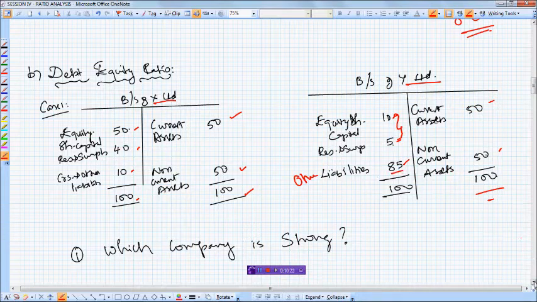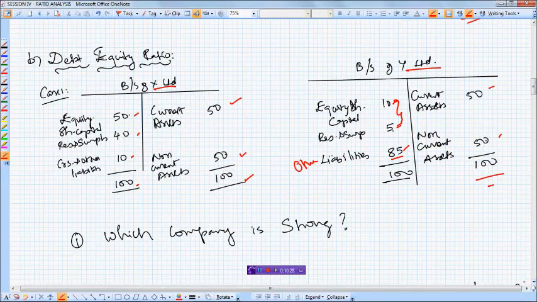So if I simply ask you which company is strong here, then by looking at the numbers, we will be able to decide that company X has a net worth of 90 crore, right? It has equity shareholder funds of 50, reserves and surplus of 40, whereas company Y has only 15 crore of net worth, that is 10 plus 5. So which company is strong?